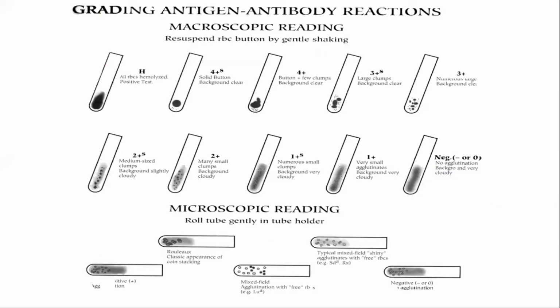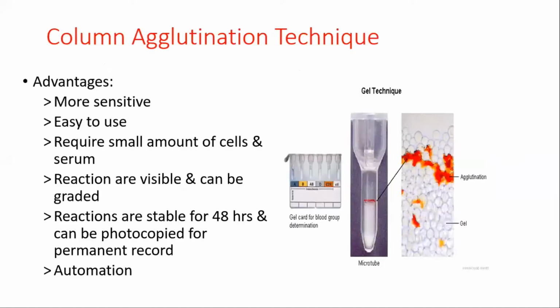This is the way we do the grading whenever we see the results from the test tube technique: 4+, 3+, 1+, negative, and we can also see microscopic reading.